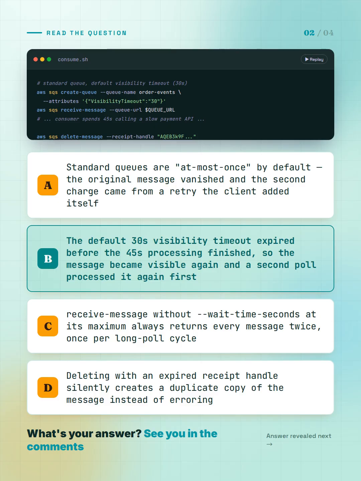Is it that standard queues are at most once by default, so the original message silently vanished and the second charge came from a retry the client code added itself? Is it that the default 30-second visibility timeout expired before the 45-second processing finished, so the message became visible again and a second poll picked it up and ran the payment call a second time, before the first delete call even landed? Is it that receive message without the wait time set to its maximum always returns every message twice? Or does deleting a message with an expired receipt handle silently create a duplicate copy instead of returning an error?